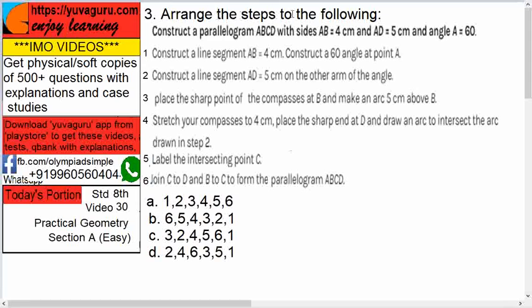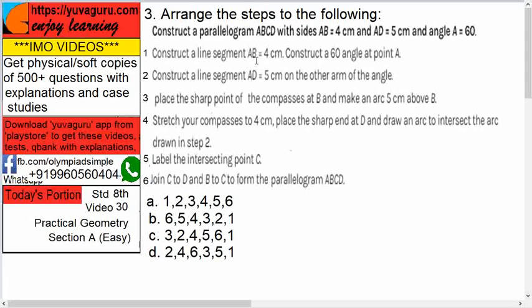Next, arrange the steps to the following. Means this. Construct a parallelogram ABCD with sides AB equals to 4, AD equals to 5 and angle A equals to 60 degrees. So we have to construct a parallelogram. Now what are the steps? First, let's check. Firstly, you will have to start with AB. Construct AB. So 1 is true. So construct AB equals to 4.